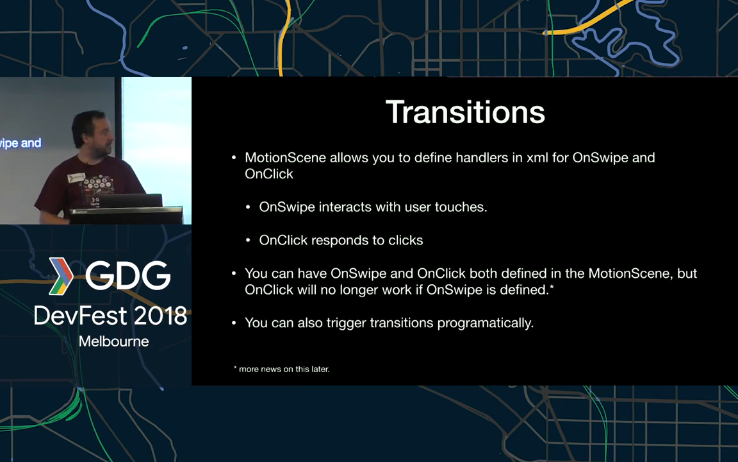So transitions allow you to define in the XML file on swipe and on click, and they work as you would imagine. They're very aptly named. The on swipe one will register you swiping in a particular direction on a widget and then execute the transition defined. And on click, again, tap on the widget and the animation will kick in. You can define both in the XML file, but if you do define both, the on click one no longer works. So there's kind of this weird relationship going on between the two. And there's a little asterisk there at the bottom. We'll talk more about that later on.